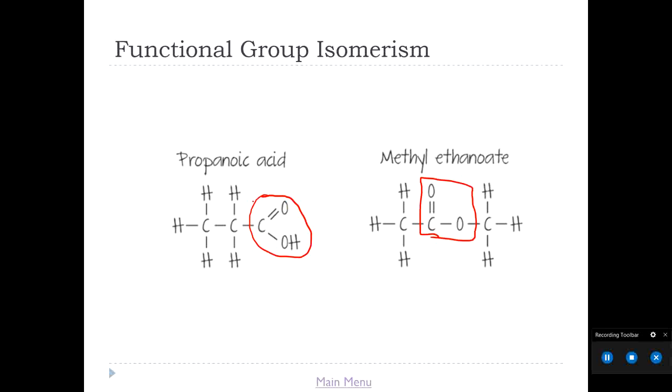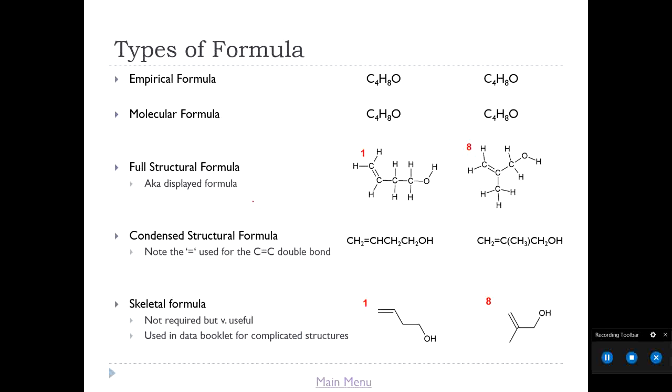Okay, so again, all of these 3, chain isomer, positional isomer, and functional group isomers, are all subclassifications of structural isomers. For your purpose, you can just call them all structural isomers. Okay, so just a quick review of some things from last time.